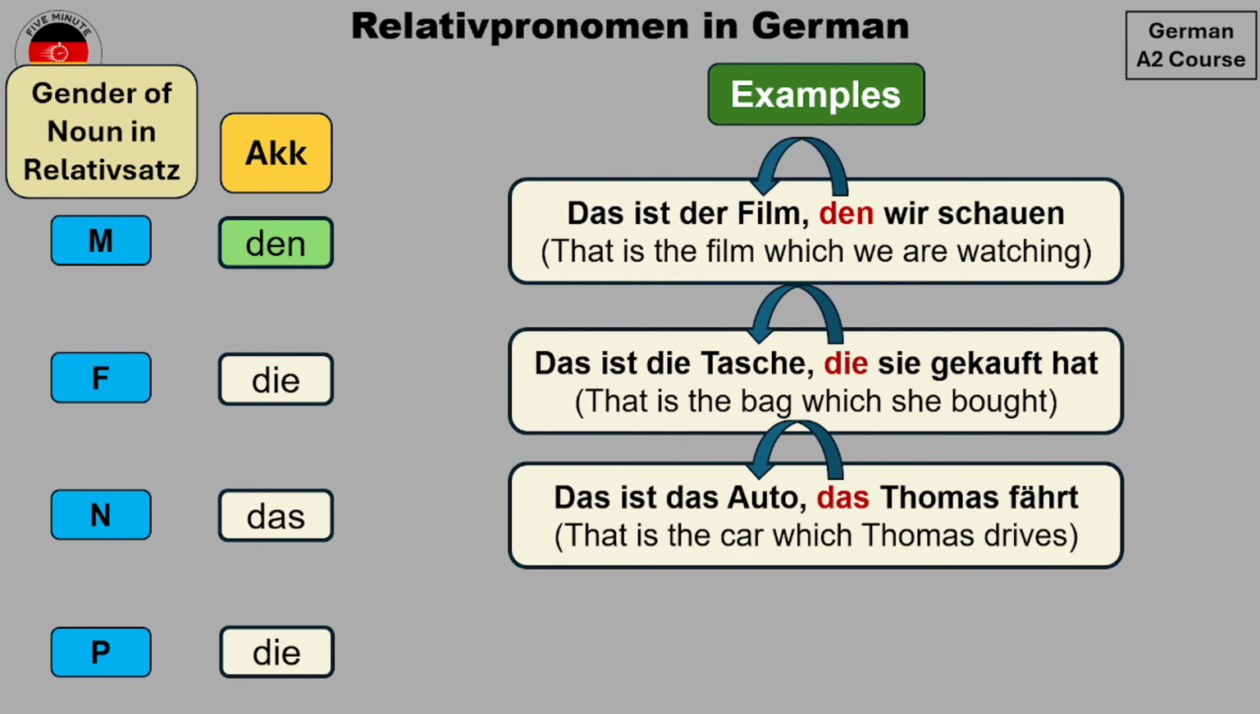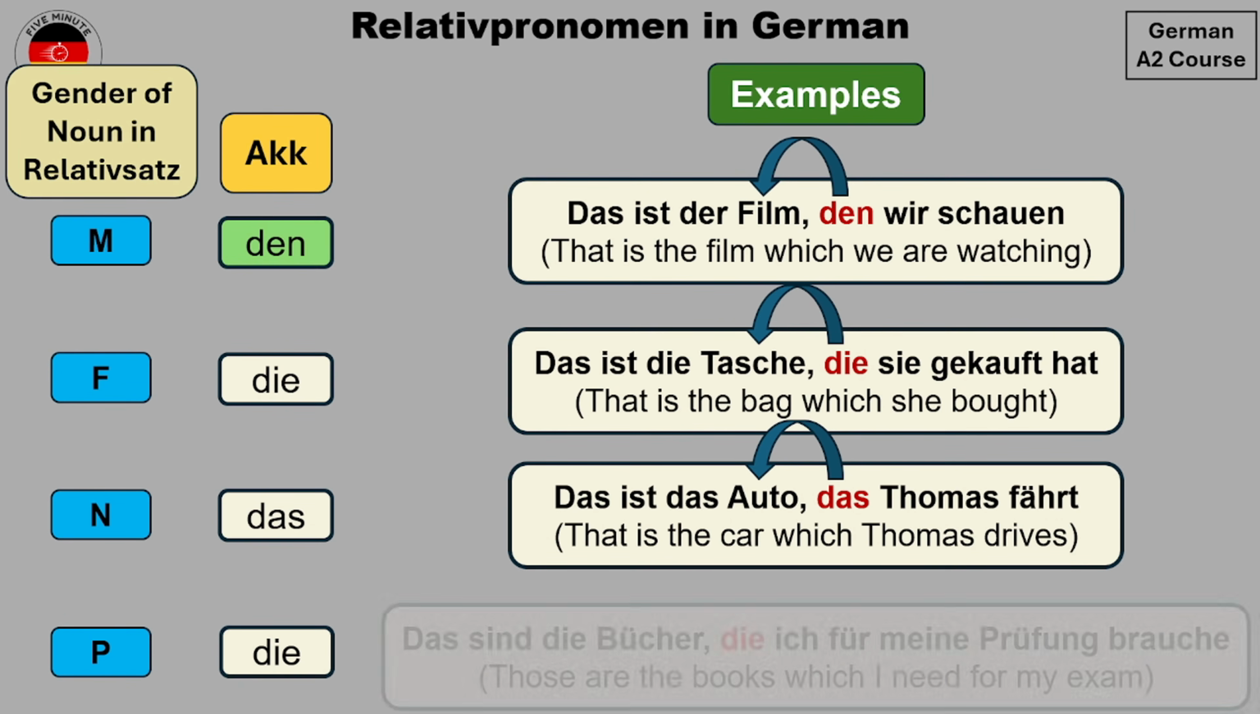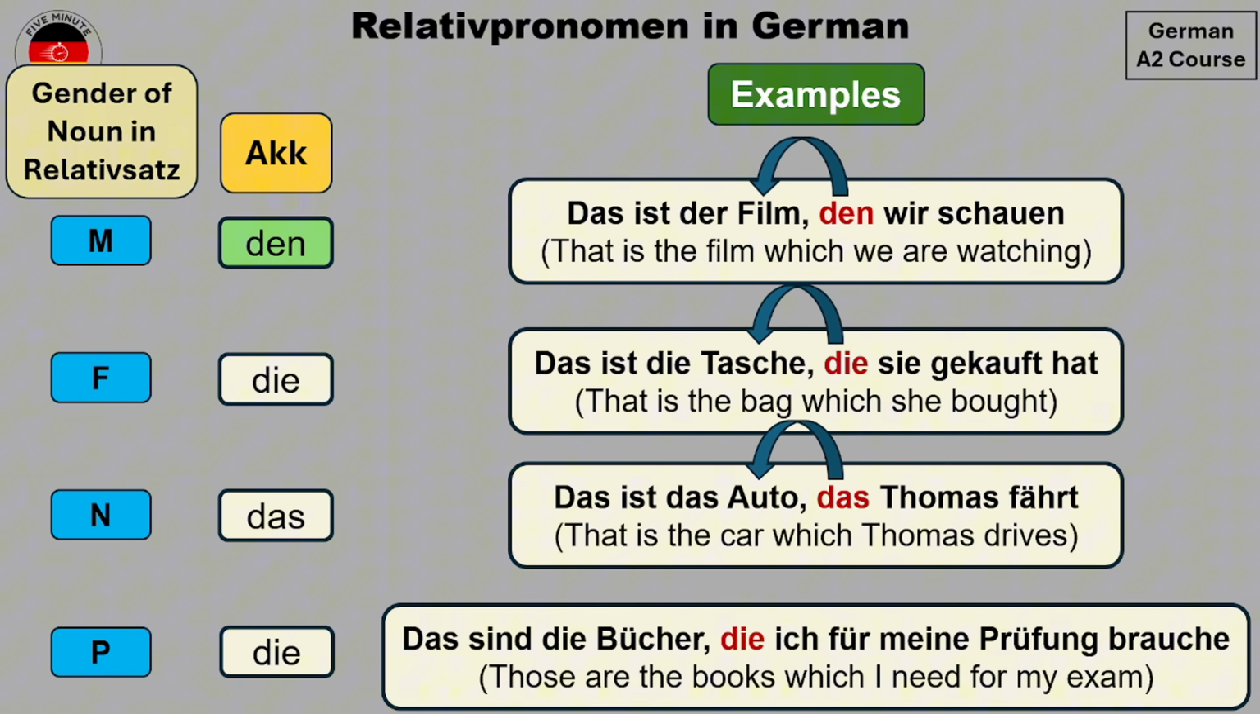Let's take an example with the plural case. So we have the sentence, Das sind die Bücher, die ich für meine Prüfung brauche. Those are the books which I need for my exam. And over here you see that the relative pronoun die is referring to the books.